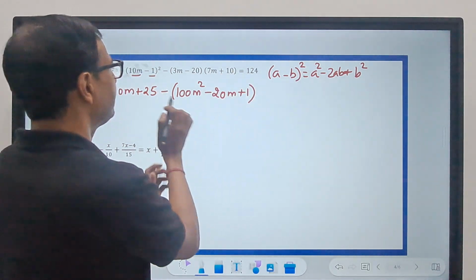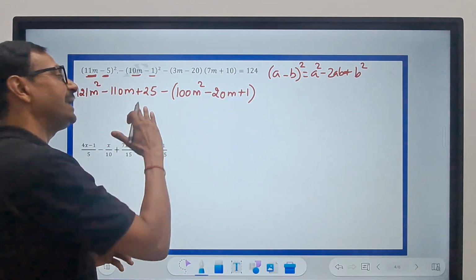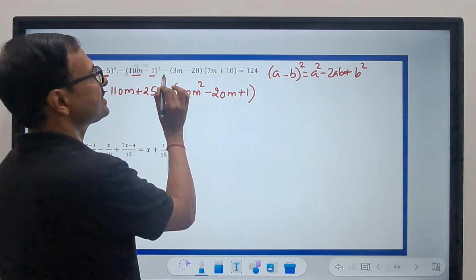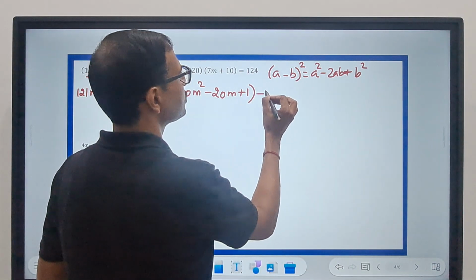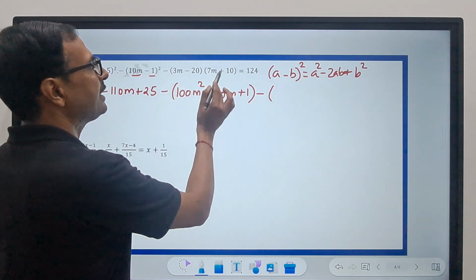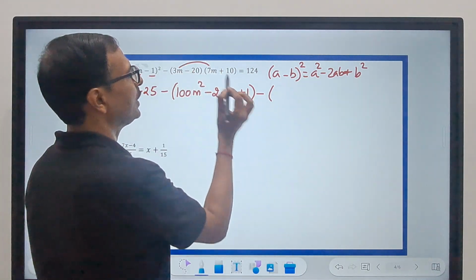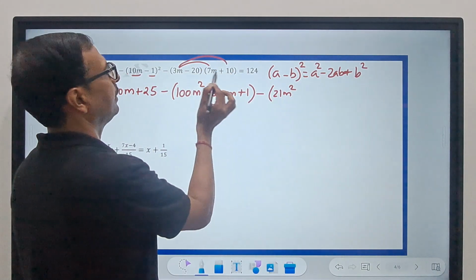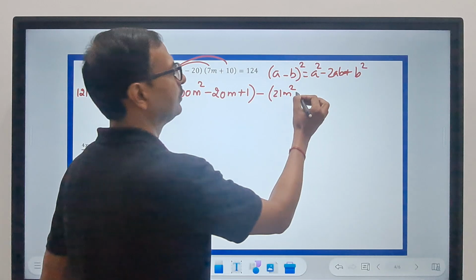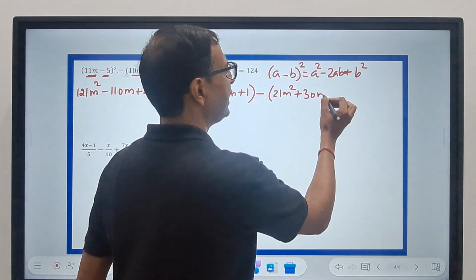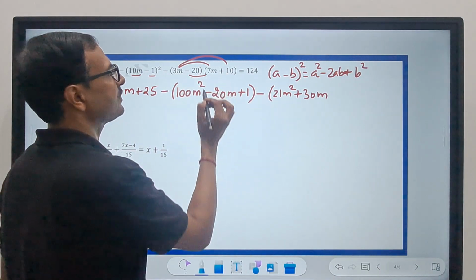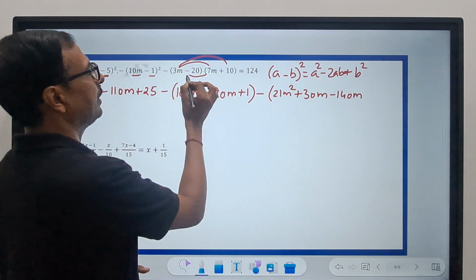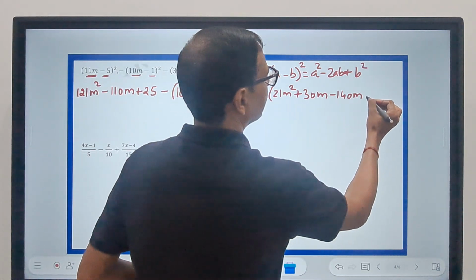I have opened this square also. Why did I put a bracket? Because I have a minus sign here. Next step, all the signs will be changed. Next is again negative, so I will use a bracket. I need to multiply these two brackets. 21m square plus 30m. Be very careful writing all these terms. Minus 140m. And finally minus 200. Right?